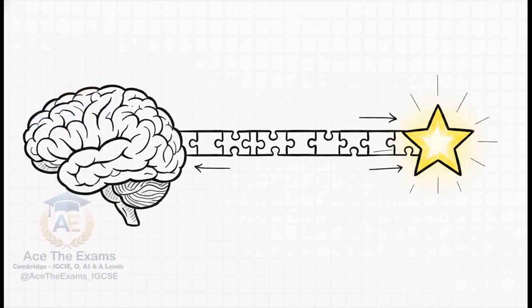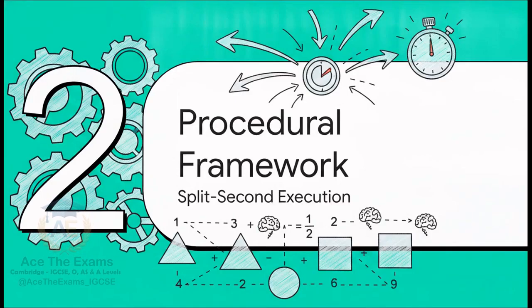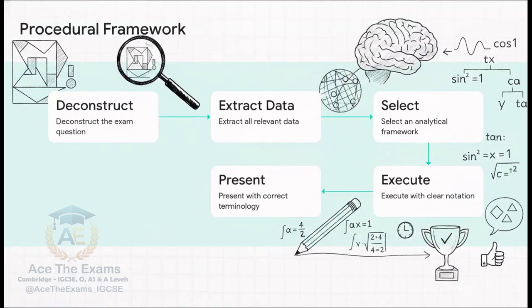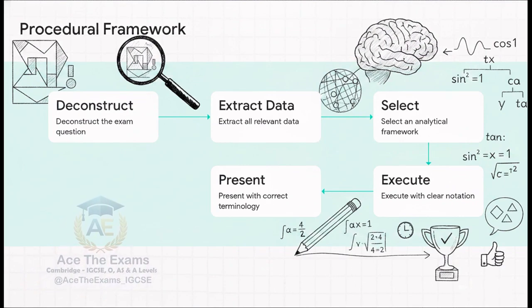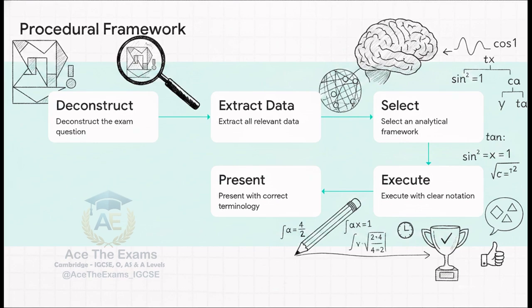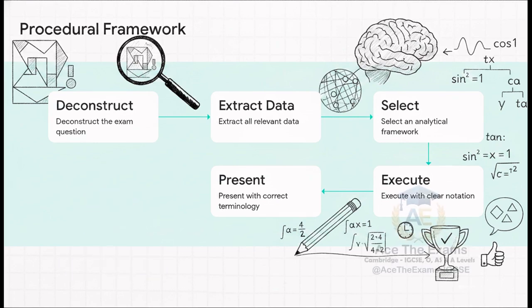Moving on to Section 2, the procedural framework, split-second execution. This framework right here, this is the tactical core of our entire strategy. Because look, it's one thing to understand the math in the comfort of your bedroom, but it's a whole different ballgame processing it under the immense pressure of a ticking exam clock. To achieve that split-second execution, top candidates use a highly precise 5-step standardized sequence.